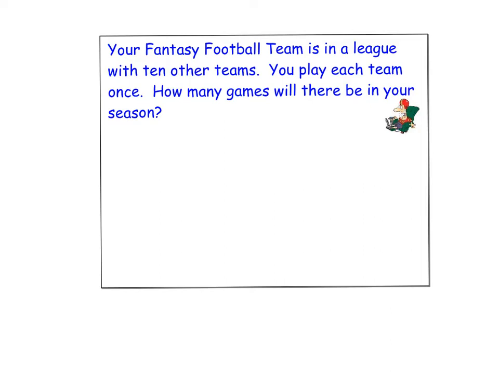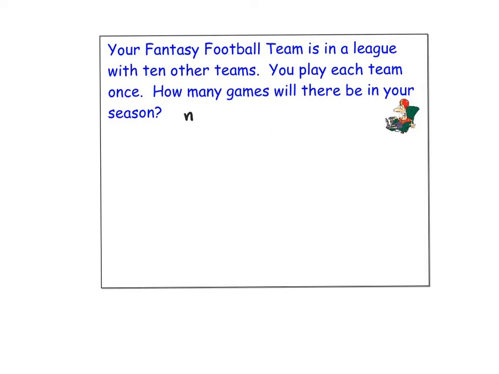Our fantasy football team is in a league with 10 other teams. You play each team once. How many games will there be in your season? Now, it's not just for your team, but for all teams. Okay, so we're in a league with 10 other teams.